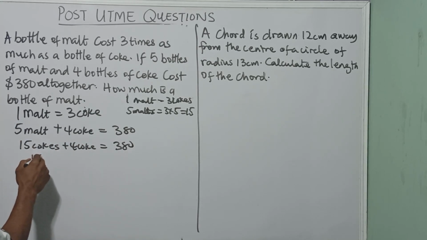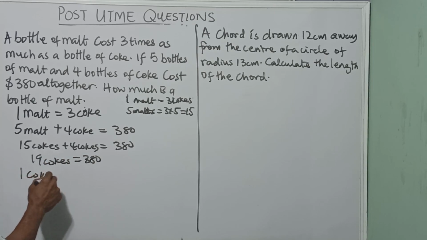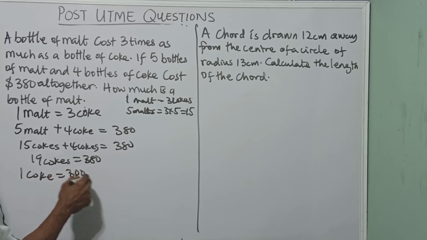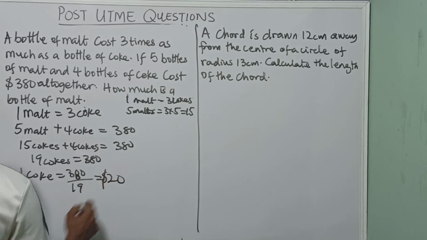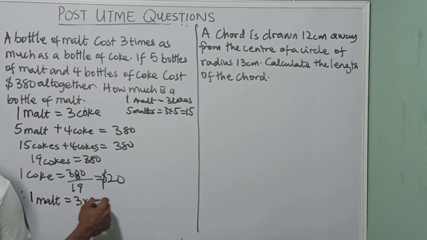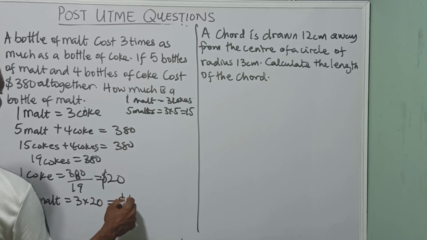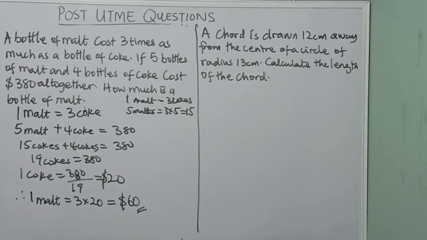So 19 Coke bottles will give us 380. So 1 Coke equals 380 over 19, which gives us $20. So 1 Coke is $20. So therefore, 1 malt equals 3 times 20, which will give us $60. So the cost of 1 malt will be $60.